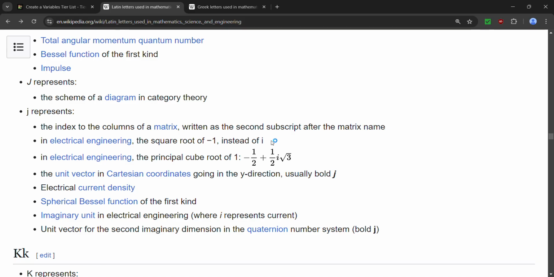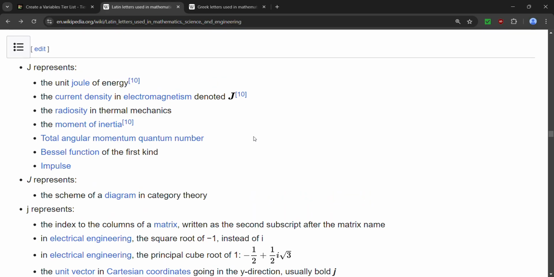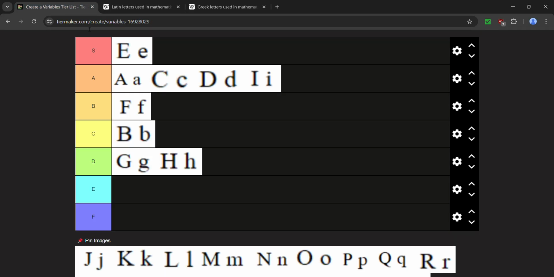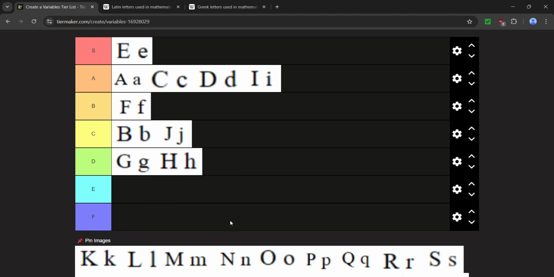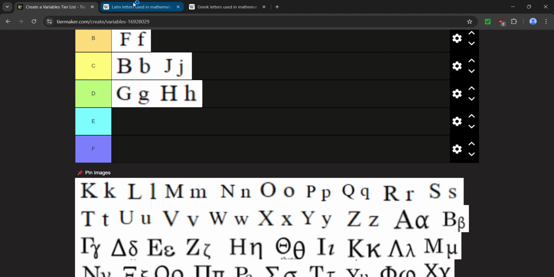It's kind of I, but worse, right? Current density instead of current, using it to represent the square root of negative one if I is already taken, because you're already using that to represent current. I guess Bessel functions, but those aren't that important. Yeah, this is just a dollar store version of I. That's going C tier. Sorry, J.